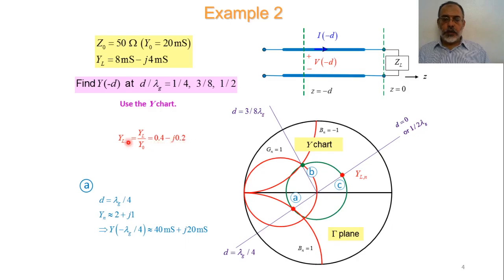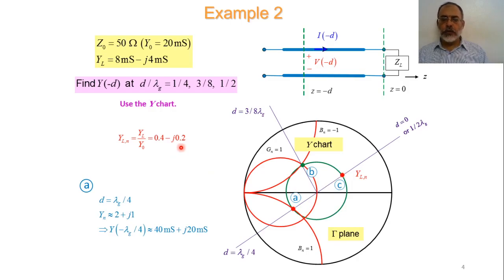In this case, the value of the real axis would be moving from 0 to infinity. So there is 0 in this case, and this is infinity. Effectively, this is the reverse of the impedance Smith chart. So we are moving from 0 to 0.4. So here is a constant circle of G equal 0.4, and we look for the arc minus j0.2.